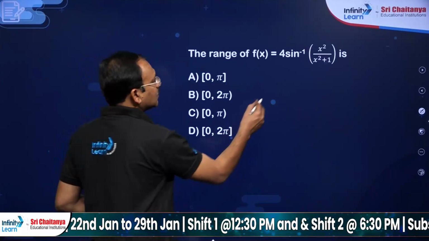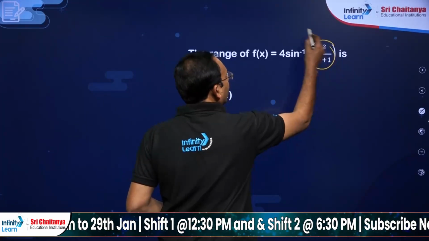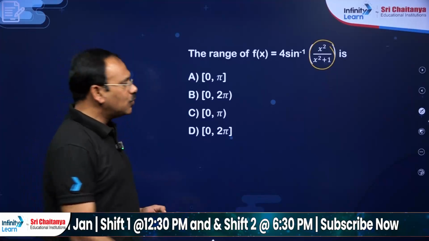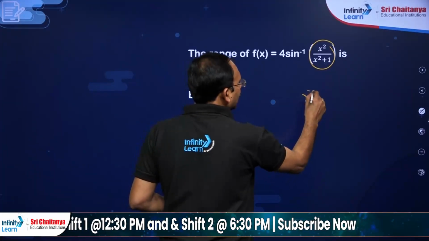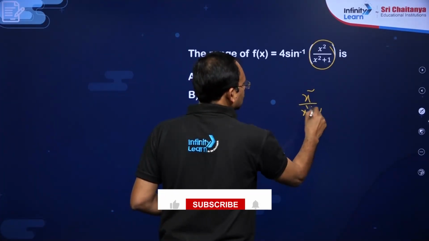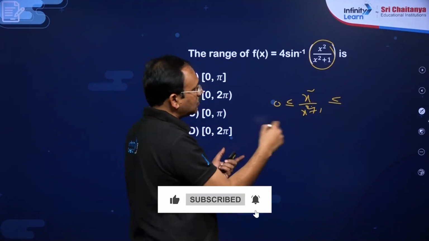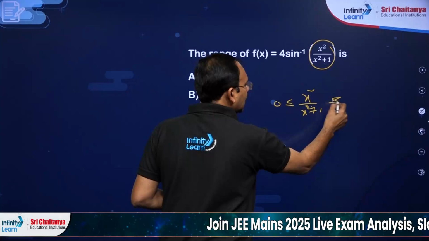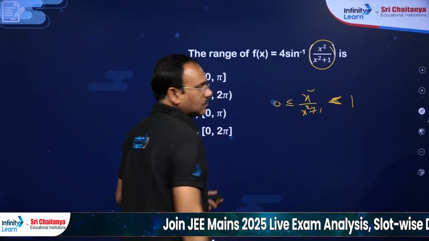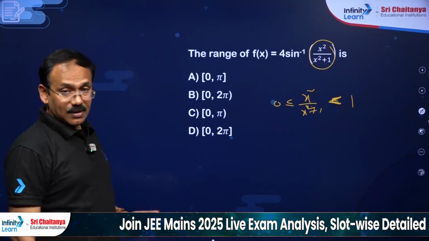So range, in the sense, you just find the range of x square by x square plus 1. You know well, x square by x square plus 1 is a standard expression. Its minimum value is 0, and its maximum value, as x tends to infinity, is less than 1, it tends to 1. Okay, it will never be 1 but less than 1.